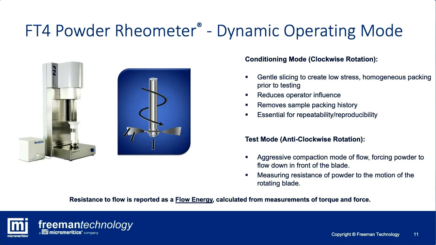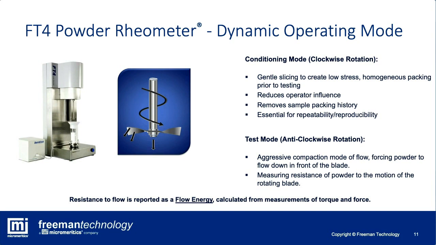So there's two ways that we operate the FT4 when we are operating it in a dynamic test. The first step is the conditioning step, which I will go into more detail on later, but the gist of the conditioning step is that it is a preparation for the material in order to improve repeatability and create better reproducible results. Then when we rotate the blade on its flat edge, we are moving the blade in a more aggressive flow pattern and compacting the flow downwards as we rotate through the powder bed.